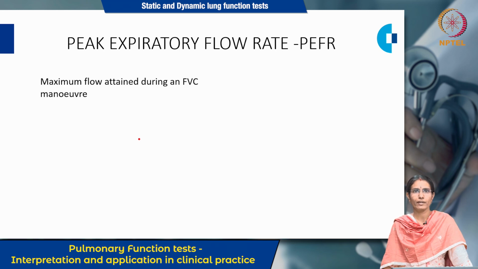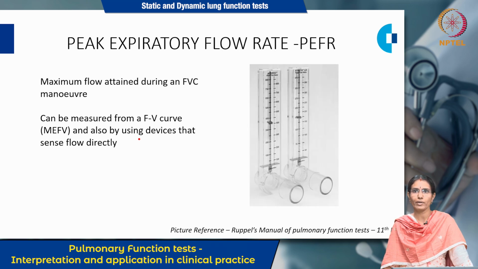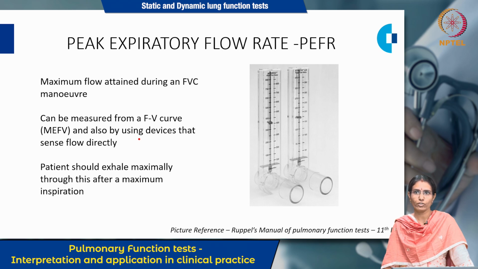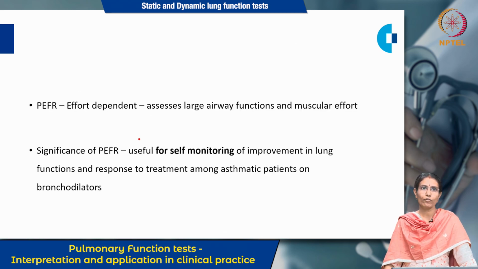What about peak expiratory flow rate? What is peak expiratory flow rate? We've already seen how to obtain it using the flow volume curve. This is the maximum flow obtained during the FVC maneuver. It can be measured from the flow volume curve, and also using devices which sense flow directly. This is the handheld device used to sense flow, and using this peak expiratory flow can be directly measured. So how should the patient do it? The patient should exhale maximally through this, after a maximum inspiration, and a peak expiratory flow rate is obtained.